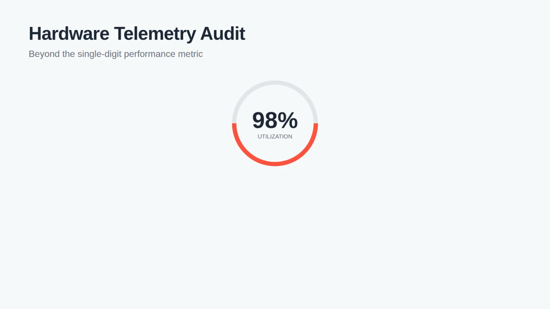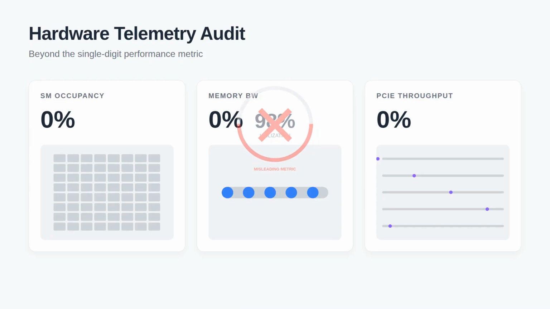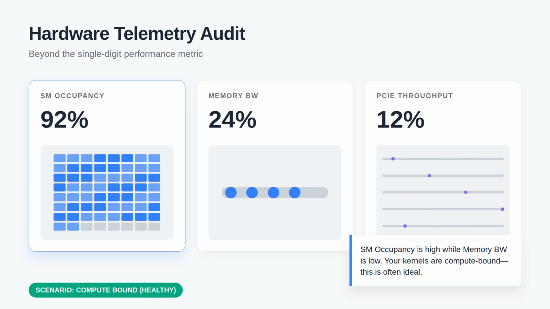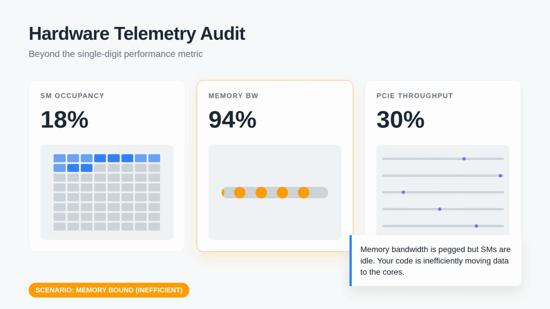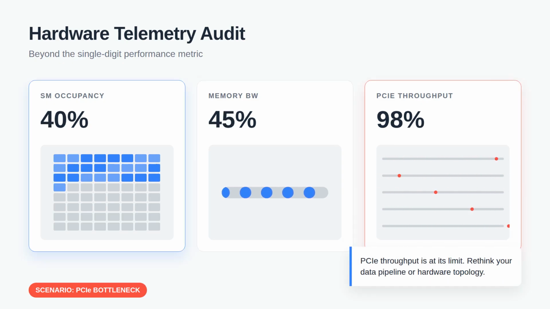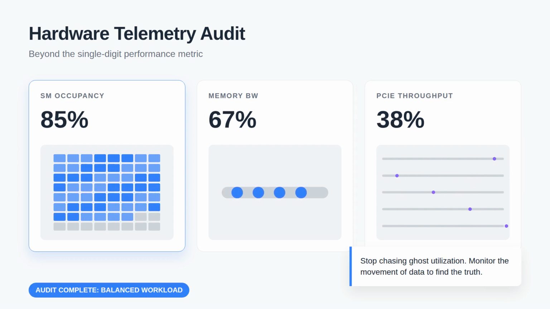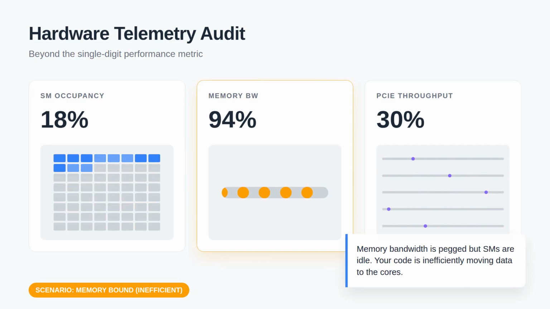So how do we fix the audit? The resolution lies in low-level telemetry tools like NVIDIA's DCGM, Data Center GPU Manager, or the open source nvtop. Instead of looking at a single utilization percentage, we build a dashboard that tracks SM occupancy, memory bandwidth utilization, and PCI throughput as three separate pillars. If SM occupancy is high but memory bandwidth is low, your kernels are likely compute bound. That's good. If memory bandwidth is pegged at 90% but SM occupancy is low, your code is inefficiently moving data. And if PCI throughput is at its limit, you need to rethink your data pipeline or your hardware topology.